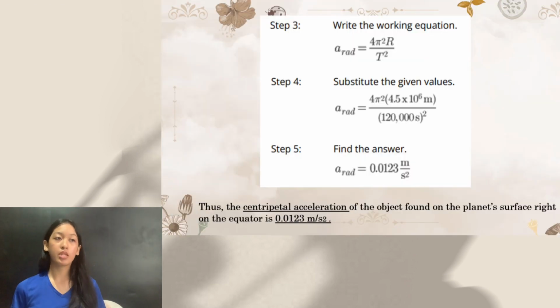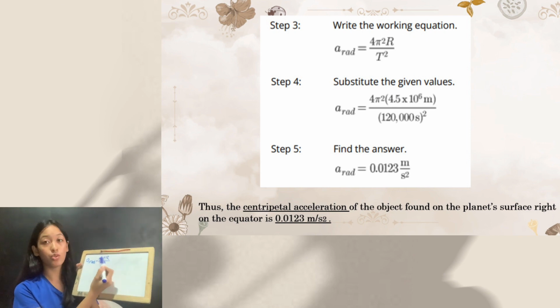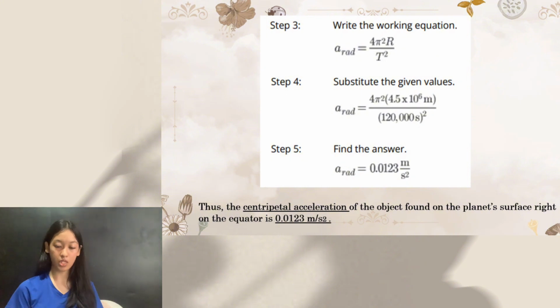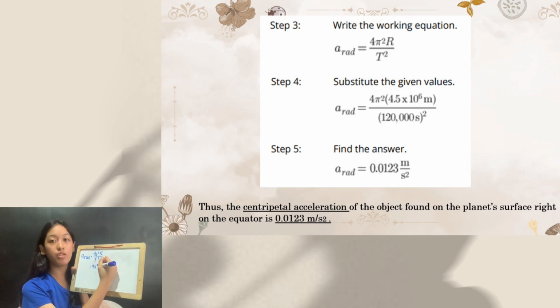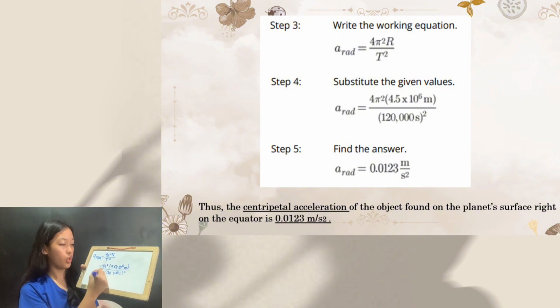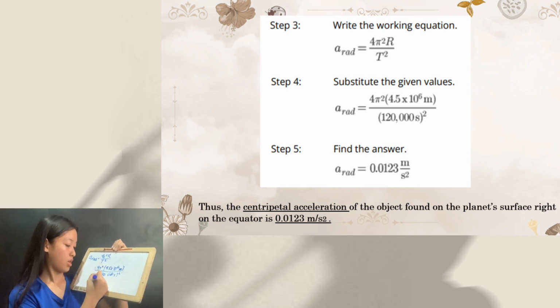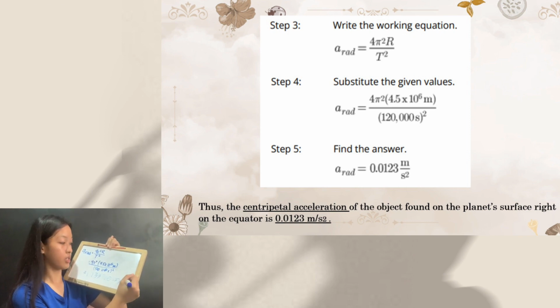Next, we solve using the formula centripetal acceleration equals 4 pi squared times radius over time squared. Here we substitute the given: 4 pi squared times the radius of 4.5 x 10 to the power of 6 meters over the time of 120,000 seconds squared. So we solve that. The result is 1.233700055 x 10 to the negative 8.